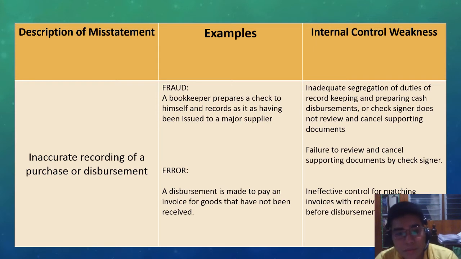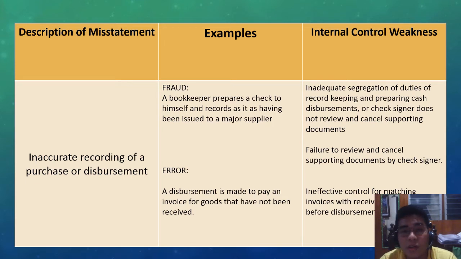So now let's have some examples of misstatements and their internal control weaknesses. First, we have inaccurate recording of a purchase or disbursement. The fraud example here is a bookkeeper prepares a check to himself and records it as having been issued to a major supplier. The internal control weakness here is there's an inadequate segregation of duties of record keeping and preparing cash disbursements, or the check signer does not review and cancel supporting documents.